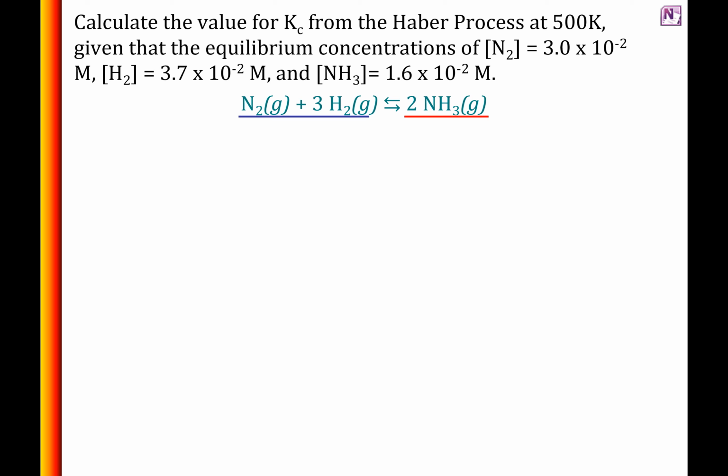So here's one for you to try. It says calculate the value of Kc for the Haber-Bosch process at 500 Kelvin, given that the equilibrium concentrations of N2 are equal to 3.0 times 10 to the minus 2 molar, H2 is 3.7 times 10 to the minus 2 molar, and NH3 is 1.6 times 10 to the minus 2 molar. And they give you the chemical equation for the Haber-Bosch process. So give this one a try, see what you come up with for your Kc value.